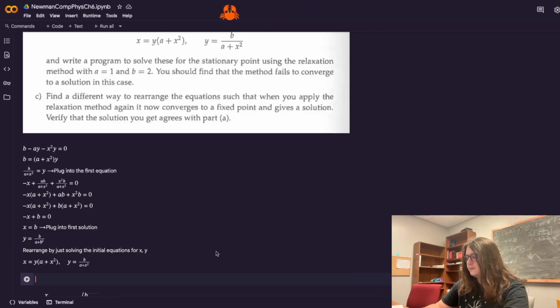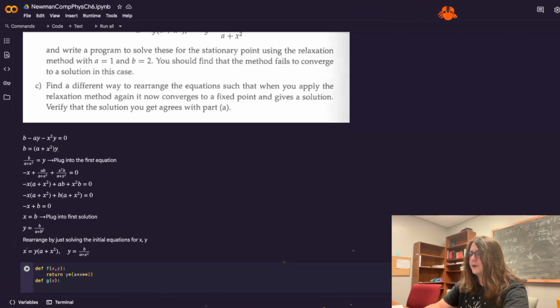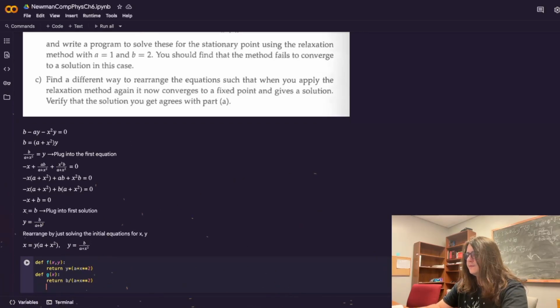So we don't even need to import numpy or anything, but I am going to define a couple of functions. F of x and y, this is going to be what we use to solve for x, and it's going to return that first equation there, which is y times a plus x squared. And then the other function, which is just a function of x, which is what we're going to use to solve for y, is given by: return b divided by a plus x squared.